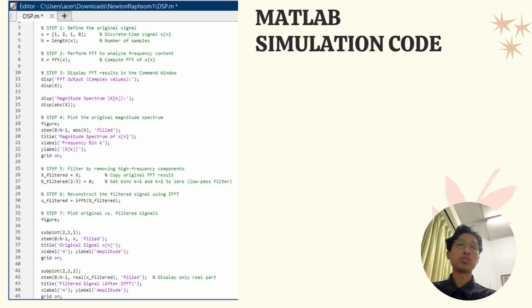After that, we need to display the FFT and the magnitude. So in line 11 and line 12, we display the complex frequency components Xk. Then in line 15, we calculate and display the magnitude of each frequency bin using abs(X).